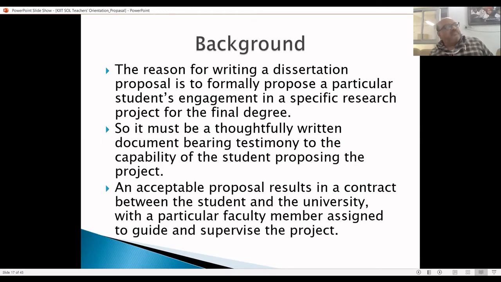So this dissertation proposal should be treated very seriously, particularly for two reasons. One is that it is a kind of formal contract between the student and the school or the university, whereby it is after the proposal that the student will finally be assigned a supervisor. And if the proposal is good, the dissertation will also be good. If the proposal is bad, I don't know how the student will finish the dissertation.